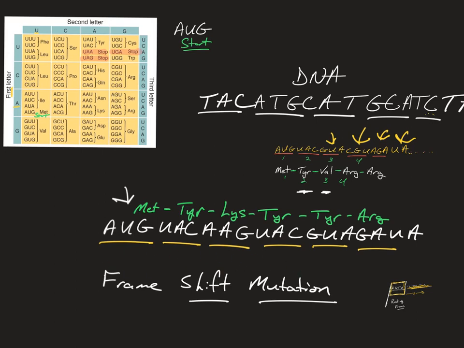Where a point mutation might change one amino acid, because you're shifting, you're changing what. And yeah, you can get a nonsense mutation that truncates the protein, makes it shorter, right?